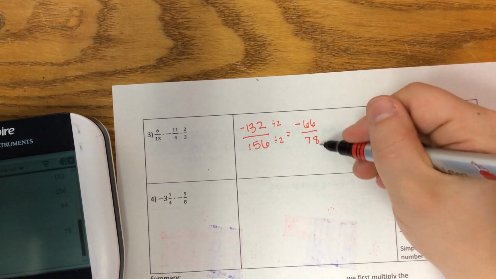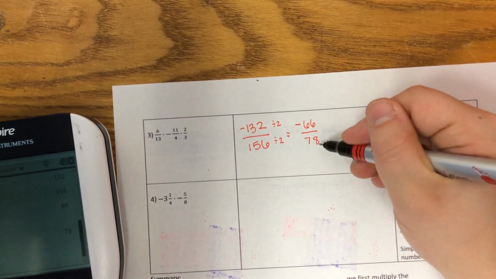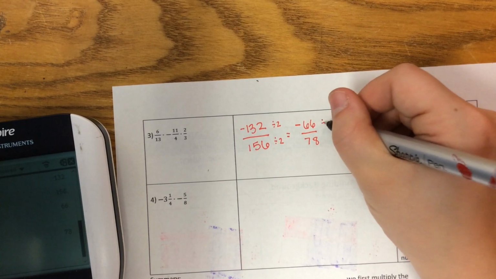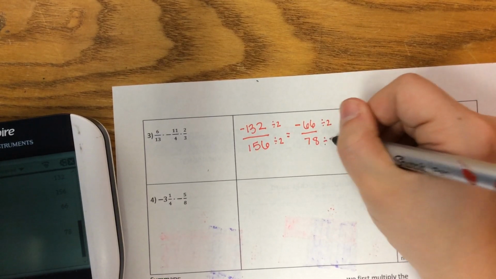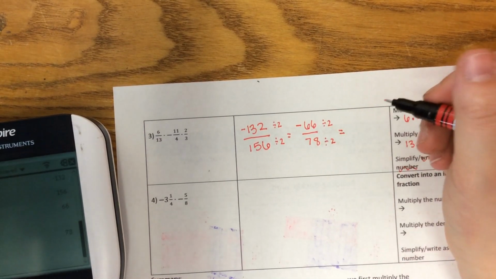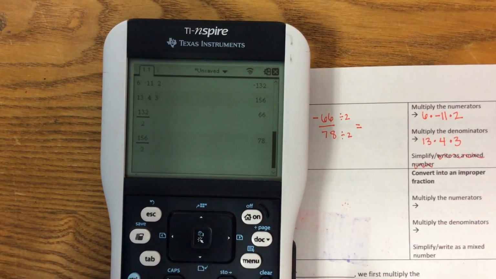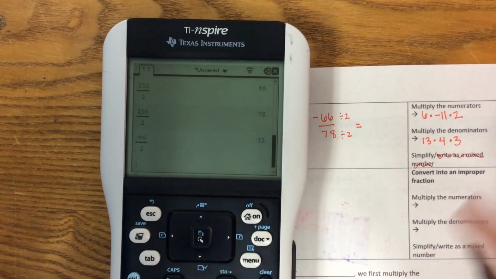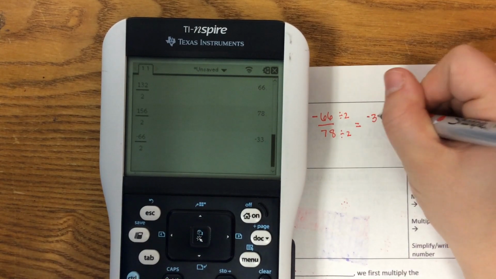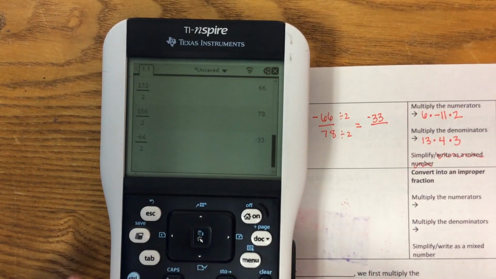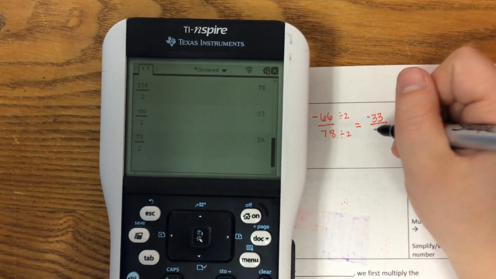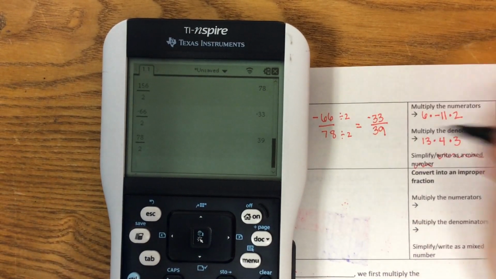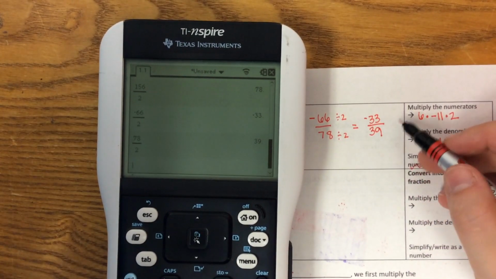So I know, again, these are both even because it ends in a 6 and an 8. So when they're even, I can divide by 2. So negative 66, again, I'm using that negative sign, divided by 2, it's going to be negative 33. 78 divided by 2 is going to be 39. So now they're not even anymore.